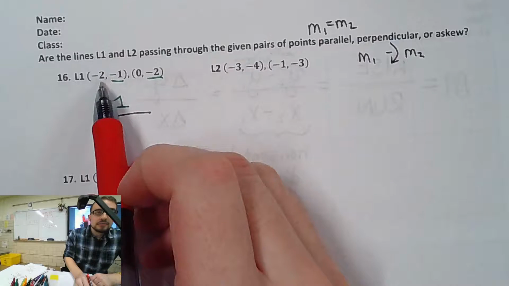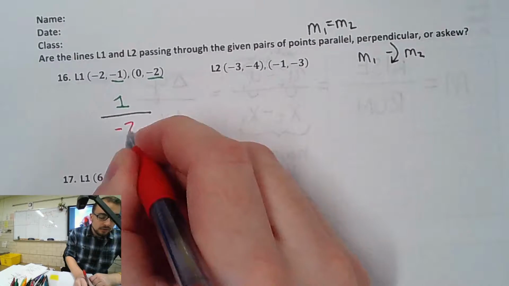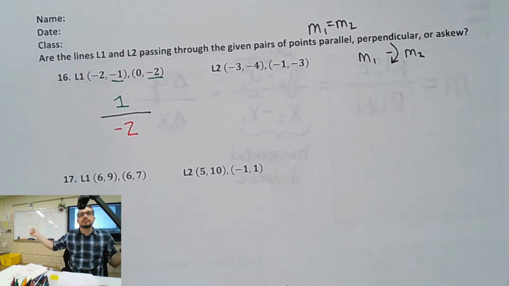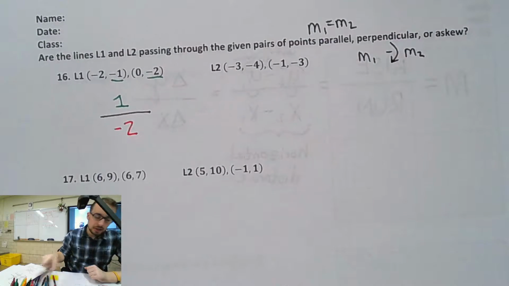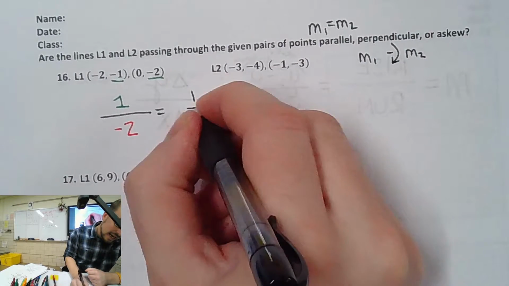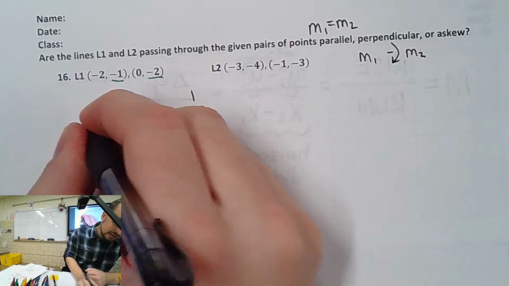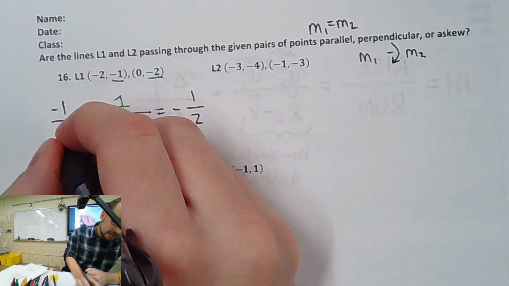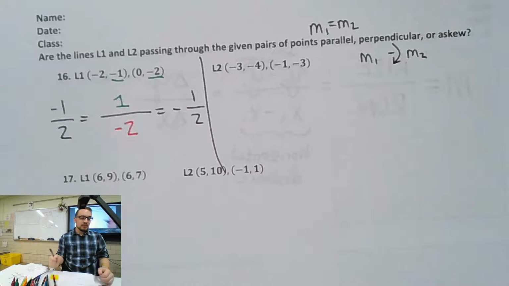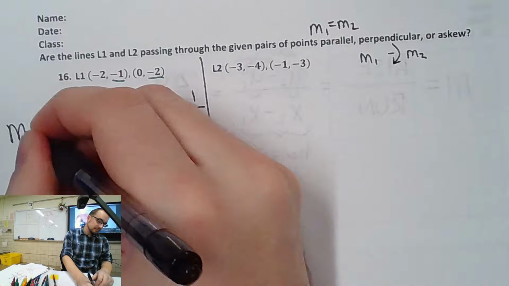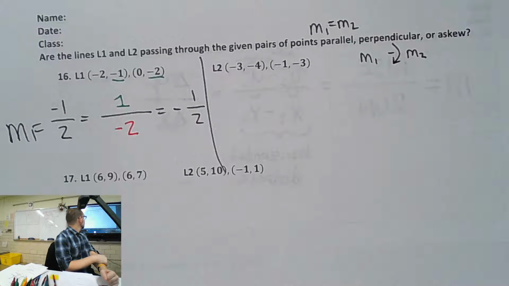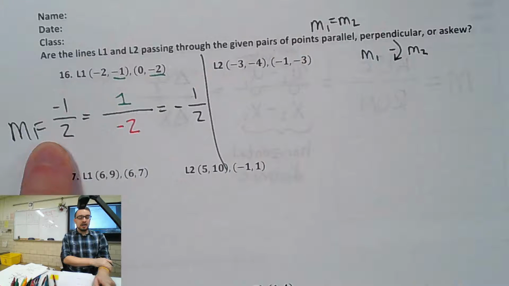0 to -2. We went down 2, right? Or really left, because we're talking run. So our slope could either be written like that, or like that, or like this. All those are the same, right? So there's our slope 1. M sub 1.